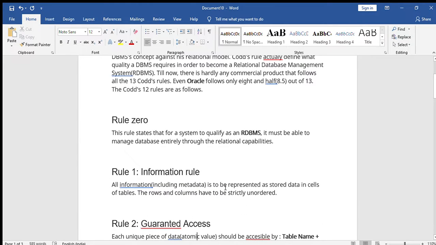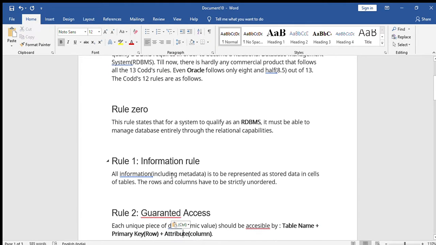Then what is rule 1? The information rule. So what is the information rule? The information rule is gathering the information the customer requires. All information, including metadata, is to be represented as stored data in cells of tables. The rows and columns have to be strictly unordered. So what type of information they require, and whether this information can be stored in the form of rows and columns, will be checked by using the information rule.